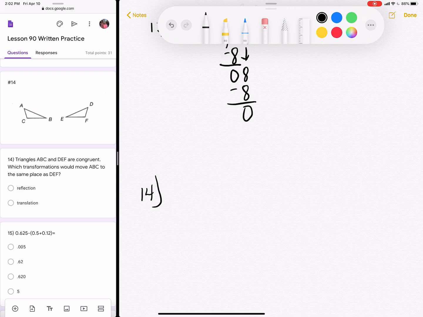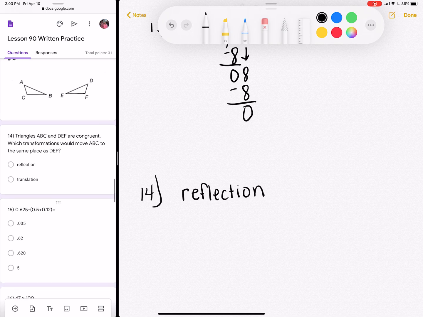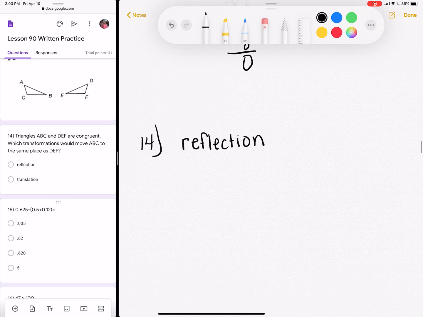14. The triangles ABC and DEF are congruent. Which transformations would move ABC to the same place as DEF? So is it just a reflection or a translation? And that is just a reflection. You know, in my class, if you told me that was a reflection and translation, I would accept that because they're not touching. But you could just say that is a reflection as well.